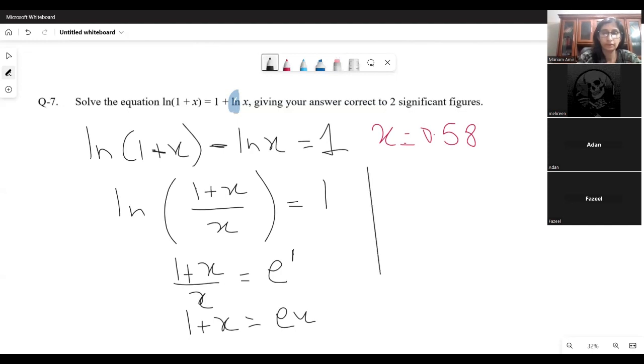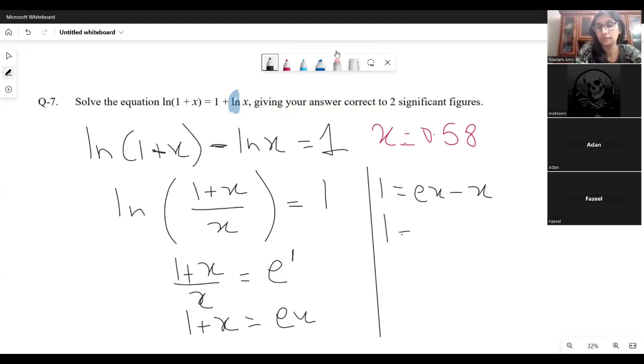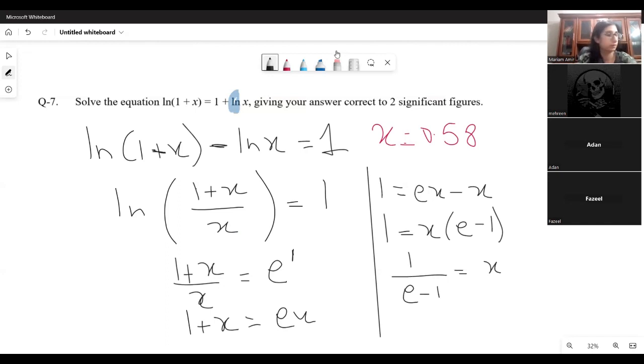So we take the left x also to the right hand side. 1 is equal to ex minus x. x can be factorized here: x times (e minus 1). e is a constant, so e minus 1 is also a constant. 1 over e minus 1 should give you this answer, 0.58.